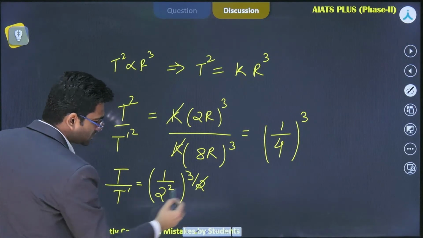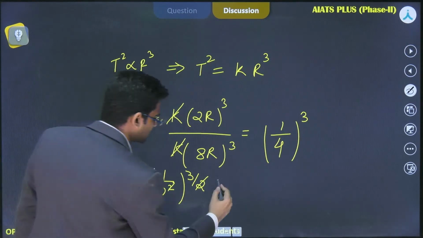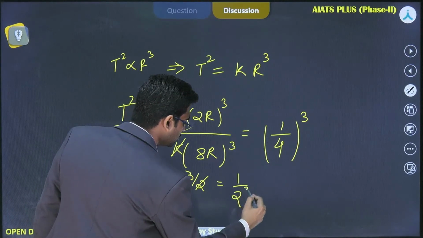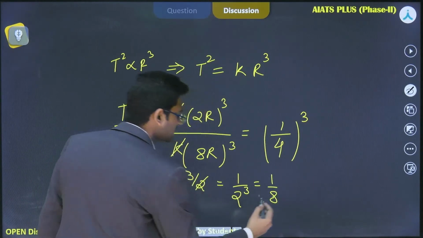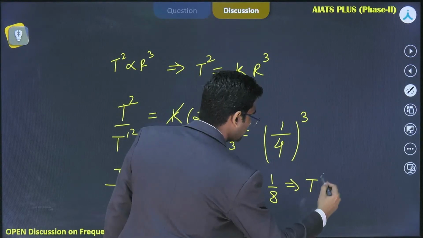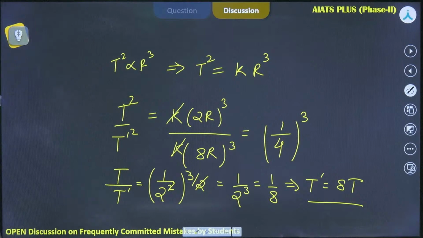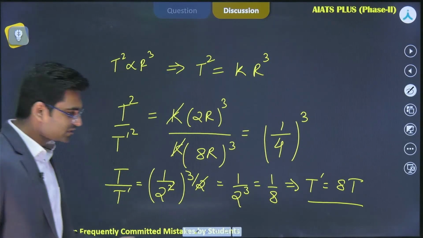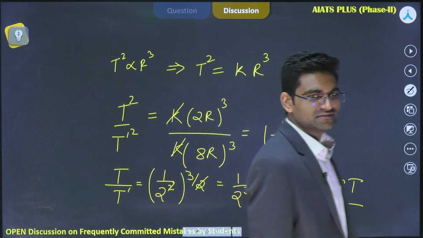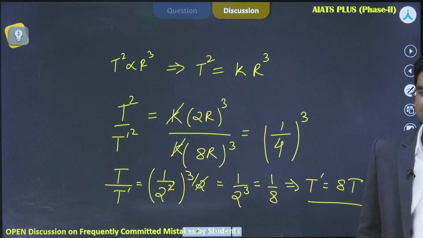Now this 2 and 2 will get cancelled out. This will become 1 by 2 cubed, that is equal to 1 by 8. So the answer would be t prime is equal to 8 into t. Yes or no? So what will be the new time period? That is equal to 8t. Okay.